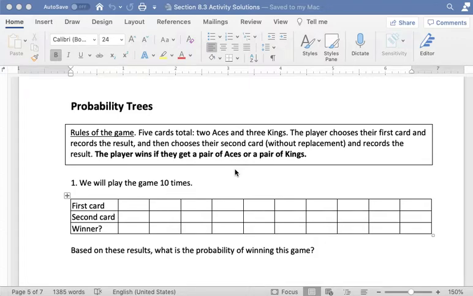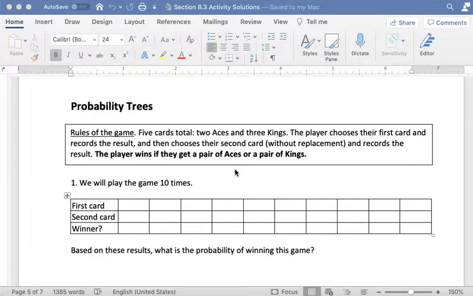In this video, we're going to talk about probability trees, and we're going to do this by playing a game. So here's how the game works. You have 5 cards. 2 of them are aces, and 3 of them are kings. It doesn't matter what suit they are, as long as you have 2 aces and 3 kings in your set.